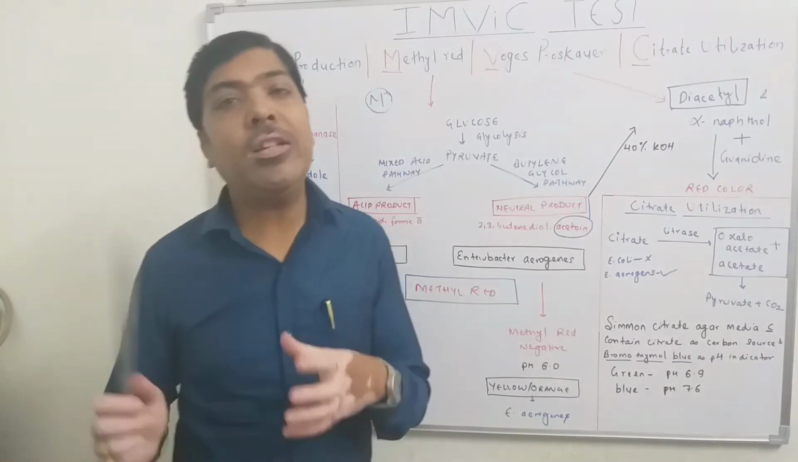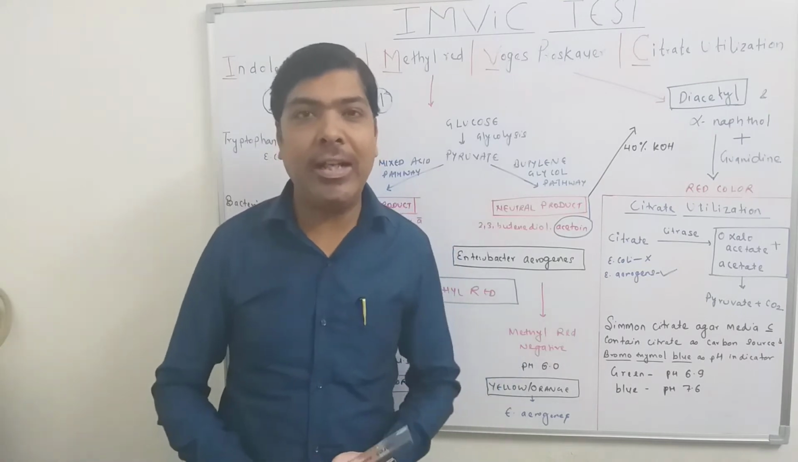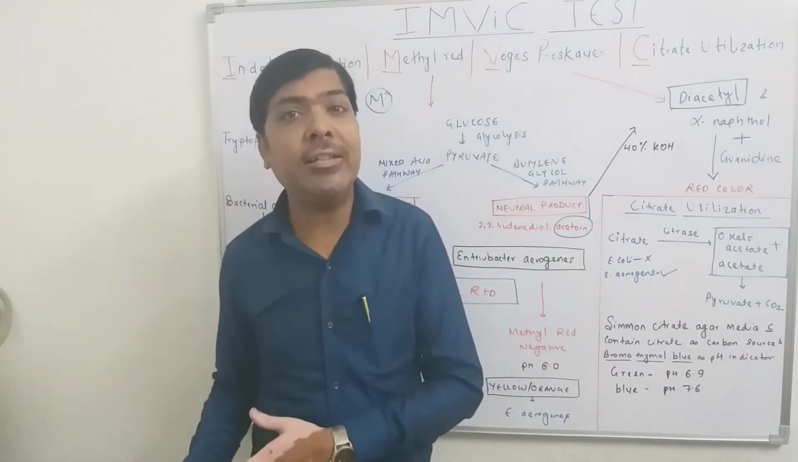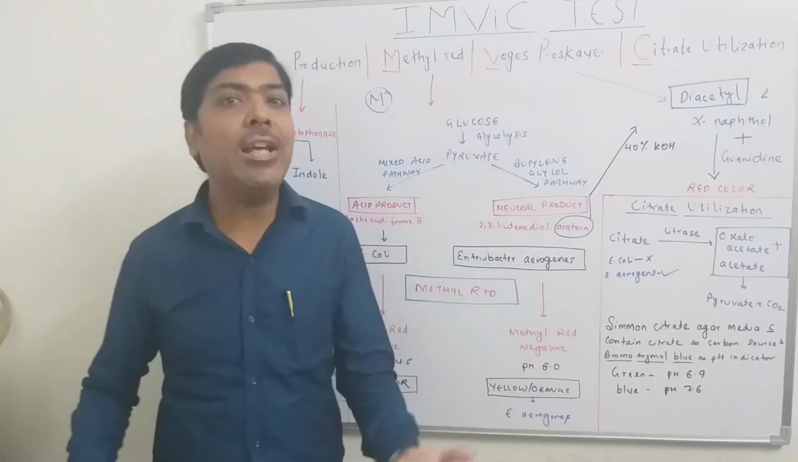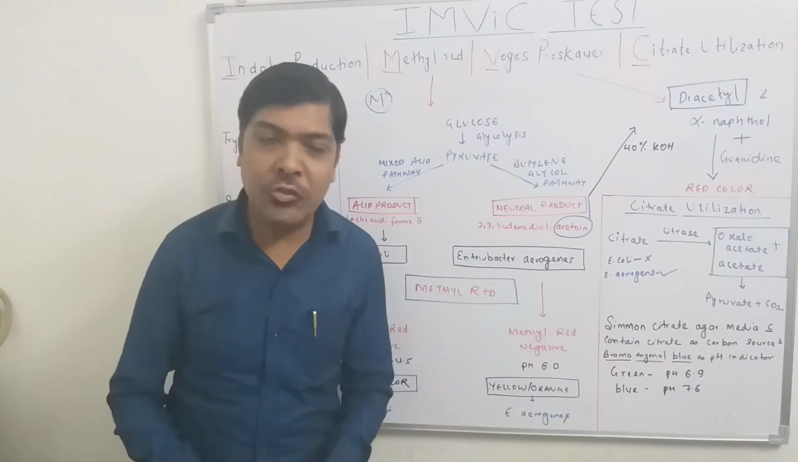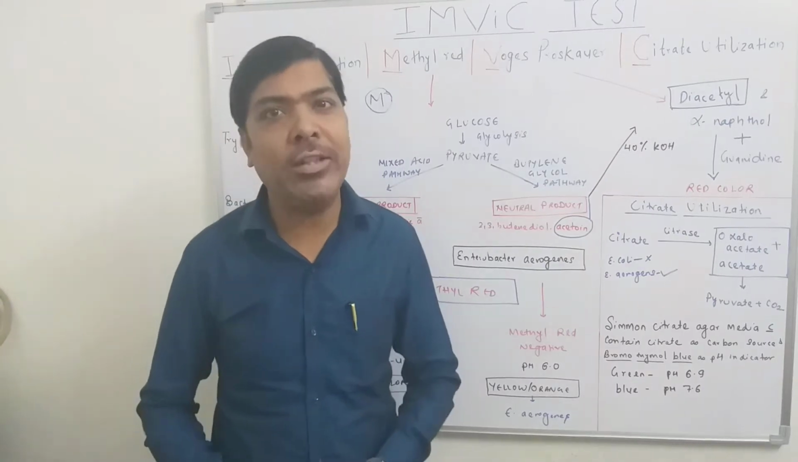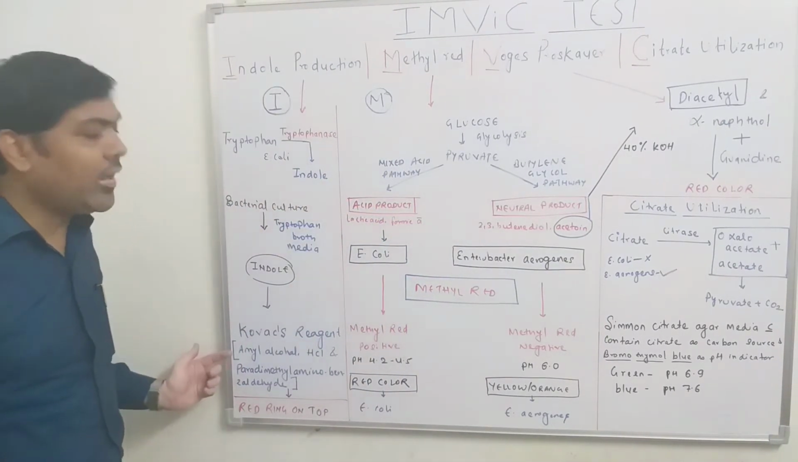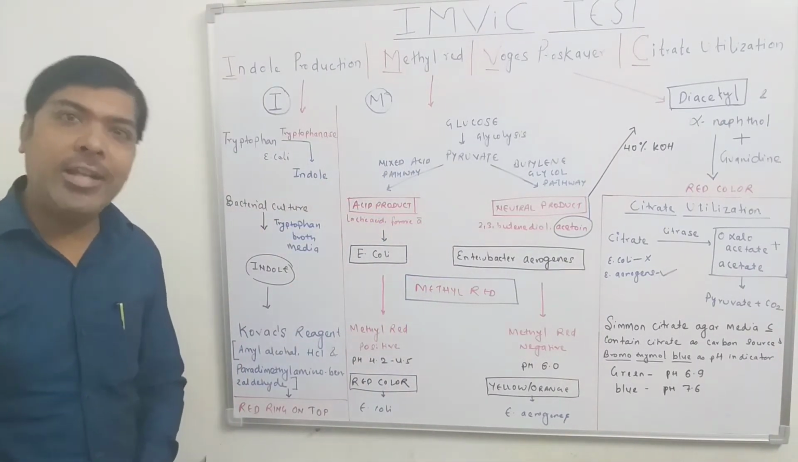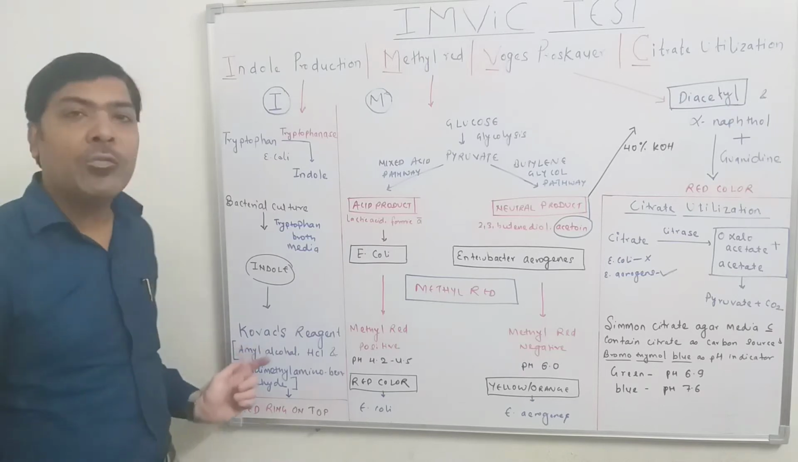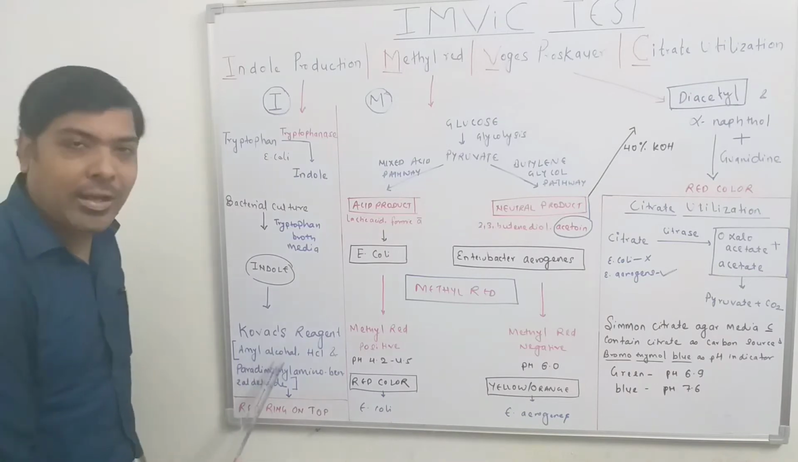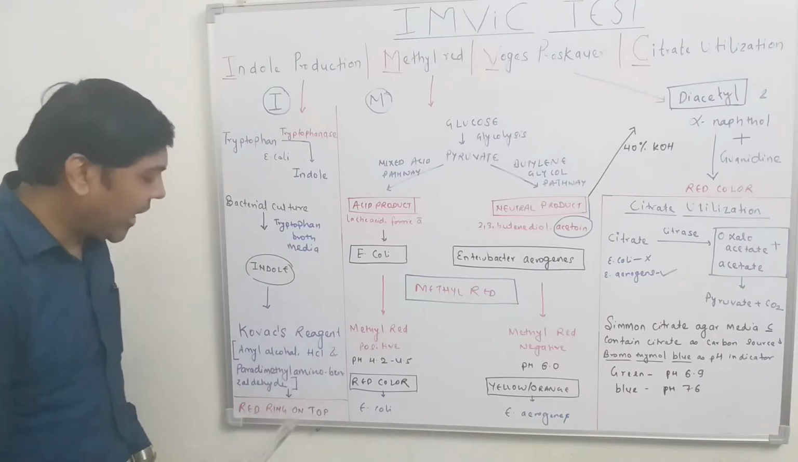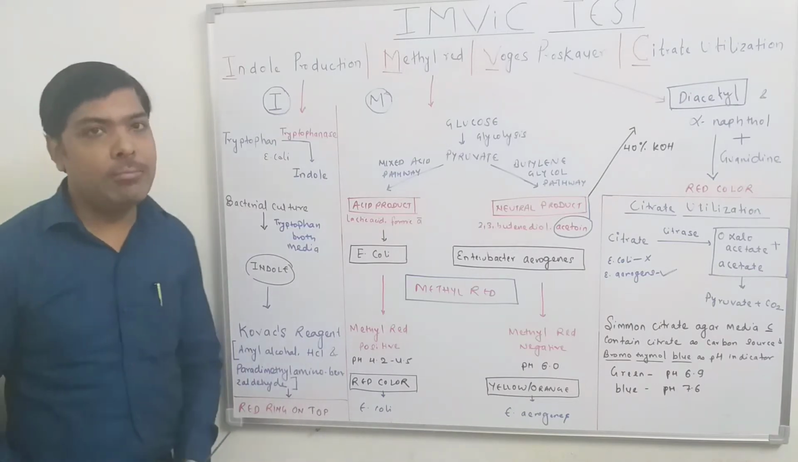Now, once this indole is produced inside the culture broth, we cannot visualize the indole. For the visualization and identification of the indole, we have to add one reagent which is called Kovac's reagent. This reagent generally consists of amyl alcohol, hydrochloric acid and para-dimethylaminobenzaldehyde.